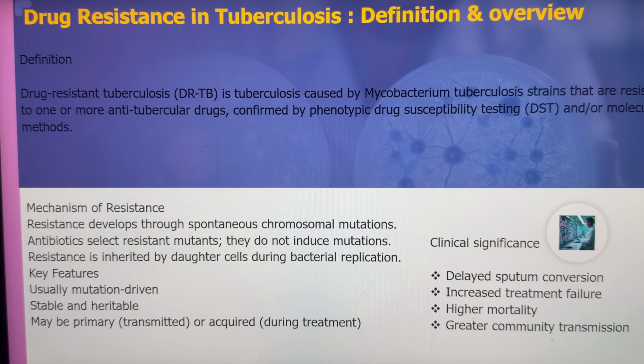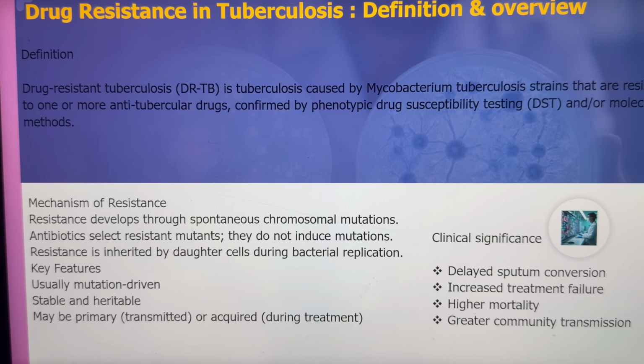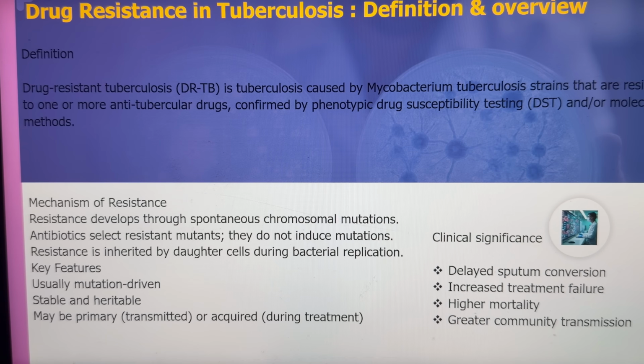Drug resistant tuberculosis, or DRTB, refers to tuberculosis caused by strains of Mycobacterium tuberculosis that are resistant to one or more antitubercular drugs. The resistance must be demonstrated either by phenotypic drug susceptibility testing, or DST, which measures bacterial growth in the presence of drugs, or by molecular methods which detect resistance conferring genetic mutations. So remember, resistance is a characteristic of the bacterium, not the patient.